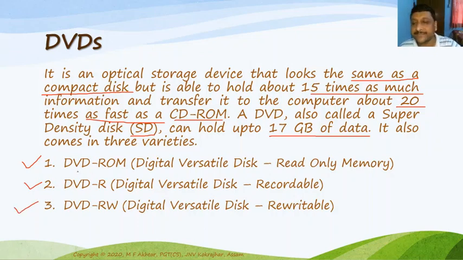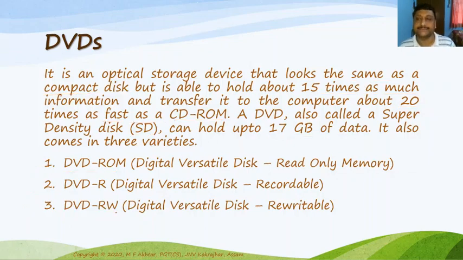Same difference is there. DVD-ROM is a DVD which already has some data written on it and we cannot modify the data. And DVD-R is a blank DVD disk where we can record something, and once it is recorded it becomes non-modifiable ROM. And DVD-RW, we can read data, write data, erase data, and write the data again, many times.